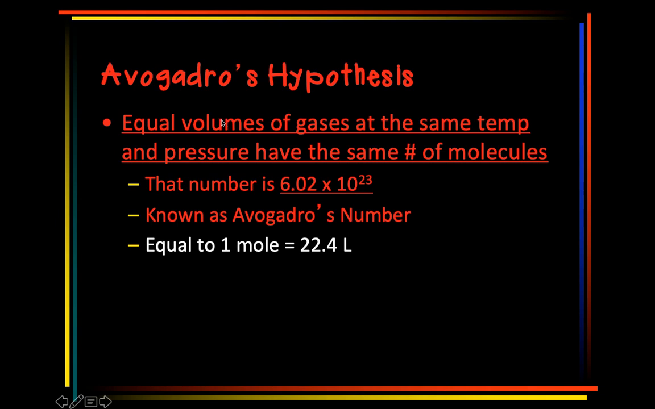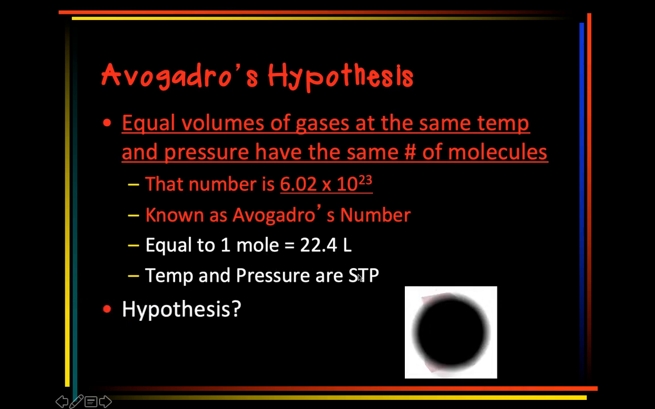The volume happens to be 22.4 liters. We're going to learn more about that later. And the temperature and pressure are called standard temperature and pressure. And then the reason it's still thought of as a hypothesis is in honor of the fact that he died before it was really proven.